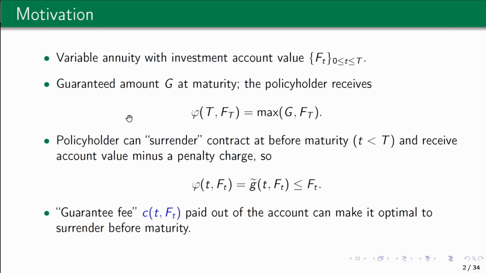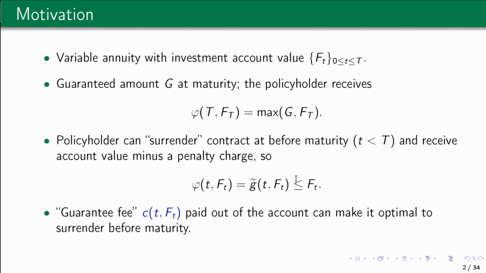In that case, they can receive the amount that's accumulated in the account, but typically there will be a small penalty charge, a few percent of the amount invested in the account. And typically this percentage, the charge, will decrease through time. So the insurance company will want to put a bigger penalty for surrenders that occur early in the contract compared to surrenders that occur later. And so the amount that's received upon surrender, so upon exercise of this guarantee but before maturity, will be less than or equal to the value F_T of the investment.